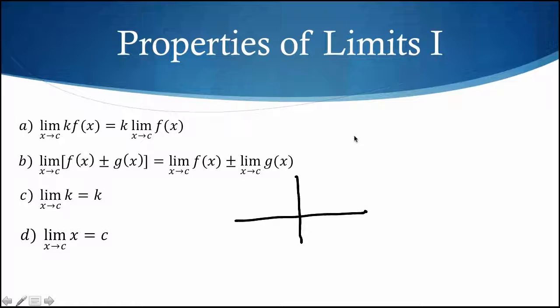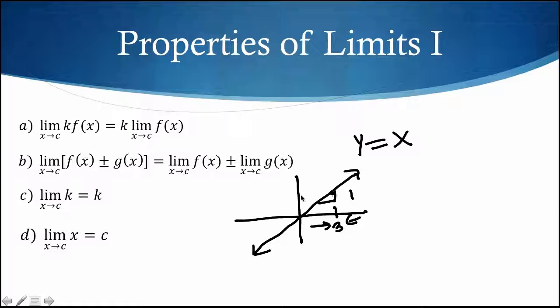Note that the function y equals x is simply a line that goes through the origin with a slope of 1. Now, if we were to take, say, for example, the limit as x approaches 3 from both sides, note that it's simply going to be the value 3, because from one side you're going to be approaching this point, and from the other side you're going to be approaching that. So that's going to be the value of 3. So therefore, the limit as x approaches a constant for x is simply the constant that you're trying to evaluate.